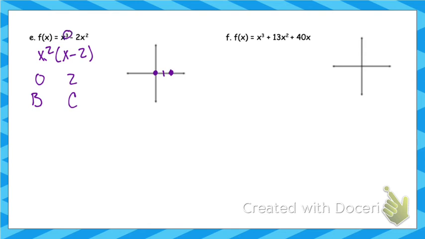We've got an odd degree, a degree of 3. We've got a positive leading coefficient. So there's my ends. At 0, I bounce. At 2, I cross.